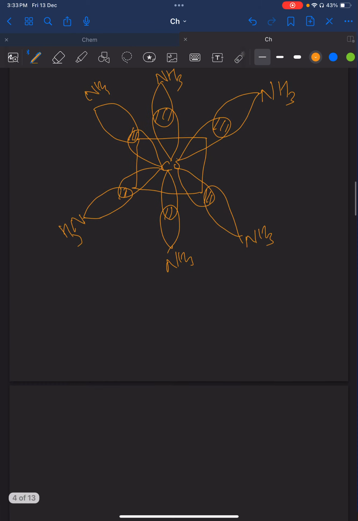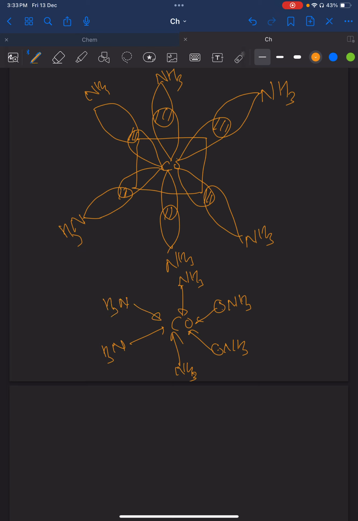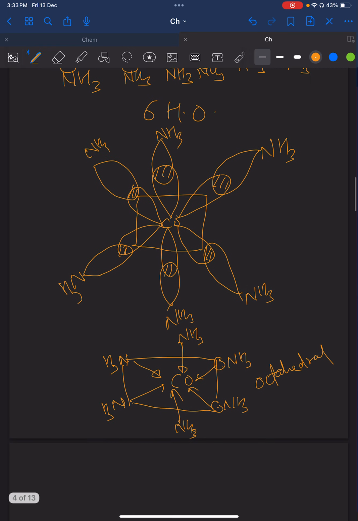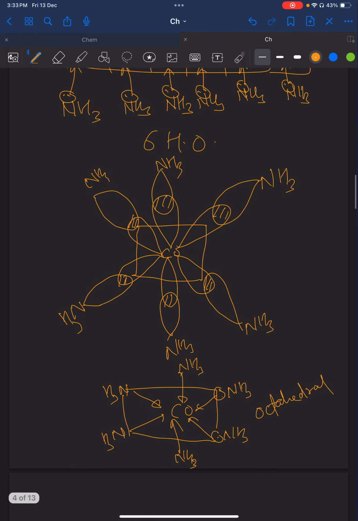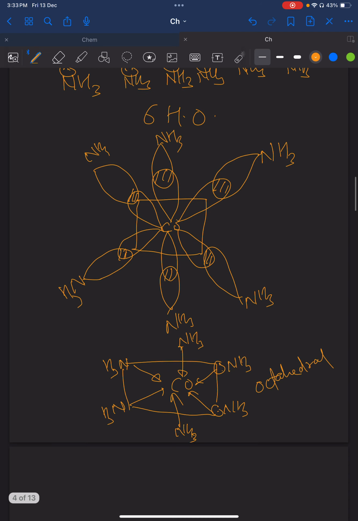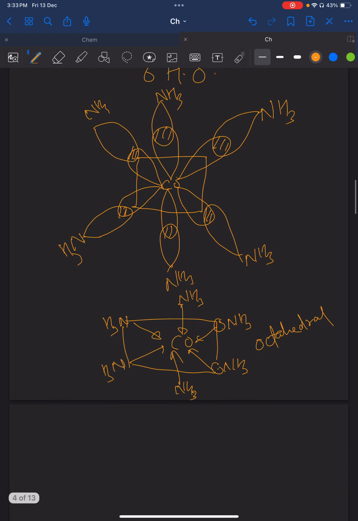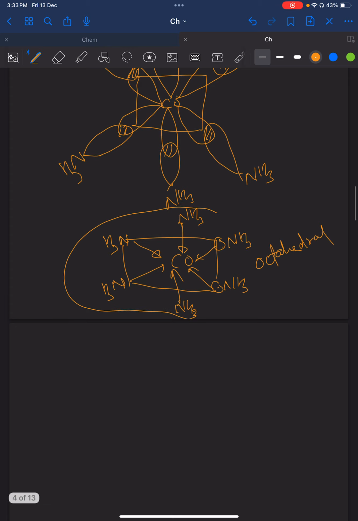So this acquires a definite geometry. If we make a diagrammatic representation, you can see NH3, NH3, one more ligand NH3, like this, and this way. So you will get a definite geometry which is octahedral shape. So under the influence of the ligand, the pairing will happen, then hybridization will happen, and then ligands will axially overlap with the hybrid orbitals, and this particular complex is formed.